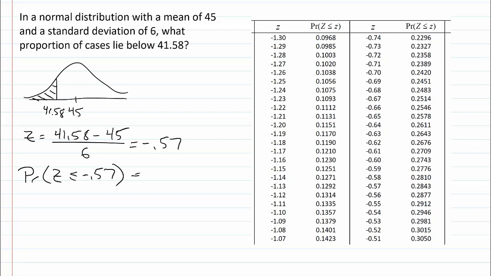And so I go to my table and find that value of z. Here I have negative 0.57, and the corresponding probability is 0.2843. And so for a normal distribution with a mean of 45 and a standard deviation of 6, about 28.43% of cases lie below 41.58.